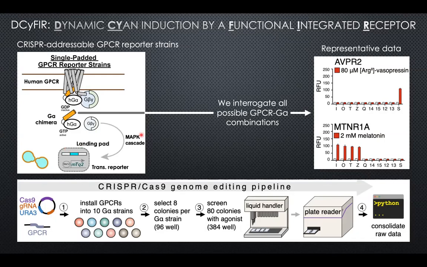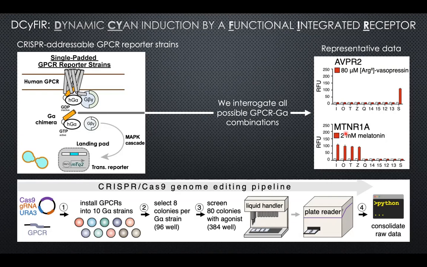An example of that is shown here in representative data for the arginine vasopressin receptor 2 and the melatonin receptor. In these plots, the white bar is the untreated condition and the red bar is always the treated condition. In the case of AVPR2, it's very specific. It only signals in the presence of agonist in the S strain. But in the case of the melatonin receptor, we see signaling through all 4 of the I strains, and the signaling is pretty much the same intensity. So this is a very strong Gi-coupled receptor.